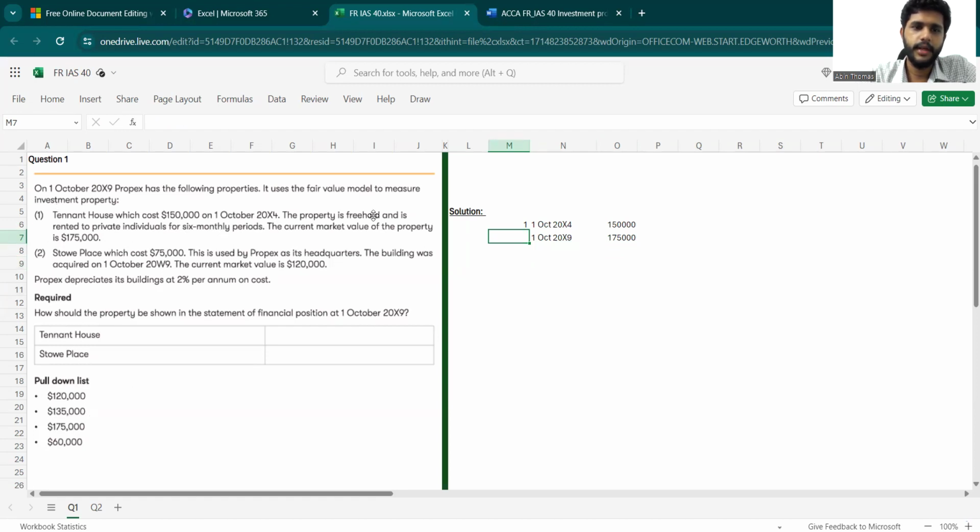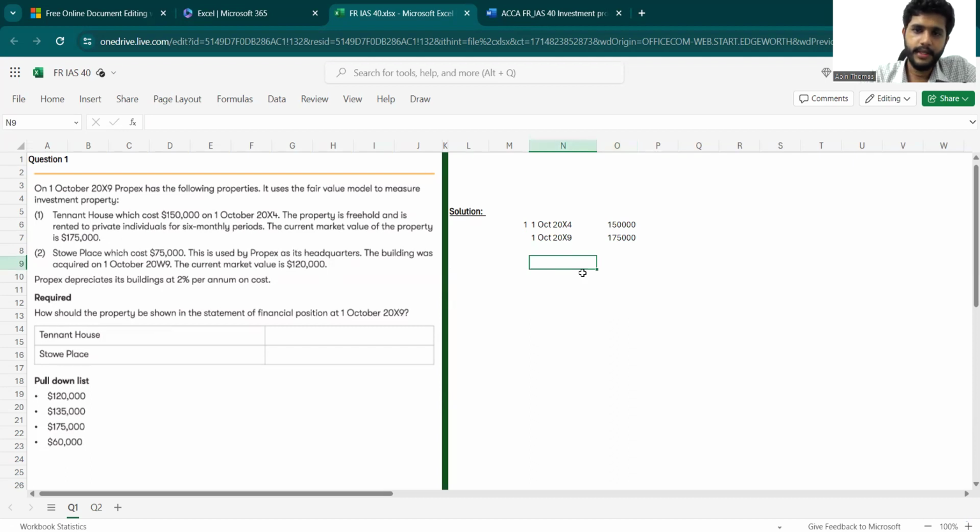And also see, it satisfies the purpose. They are using it for renting to a private individual. They are not using it by themselves, and generating rental income. That's why we can recognize the value of the asset at the year end at 175,000.